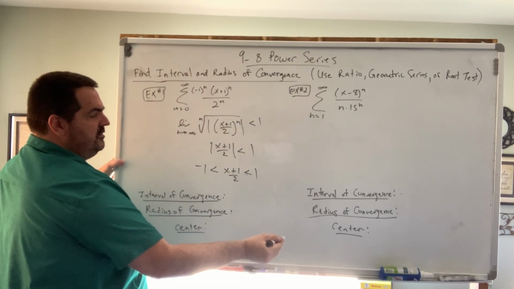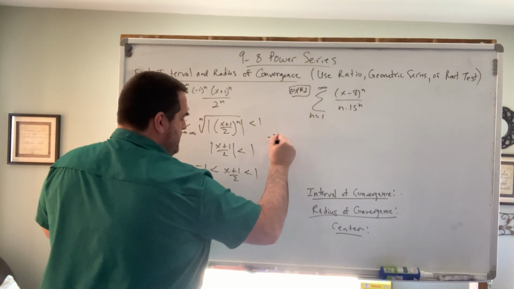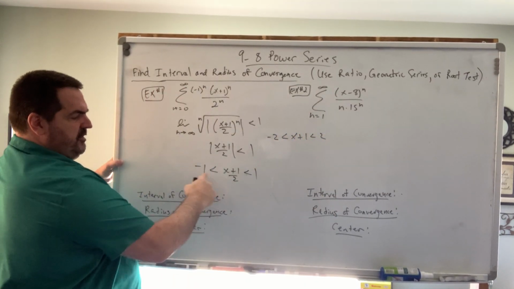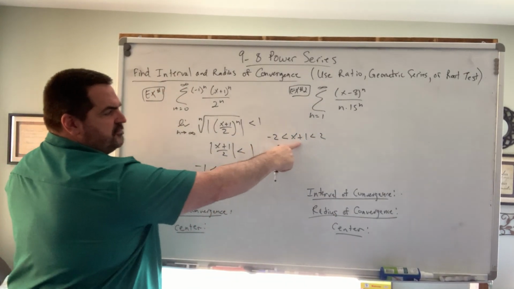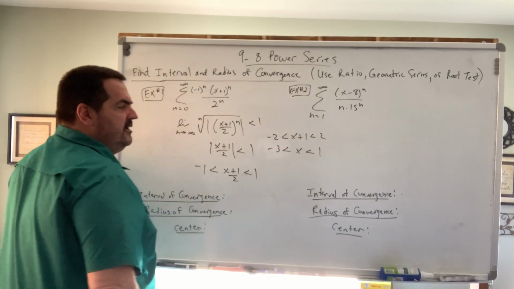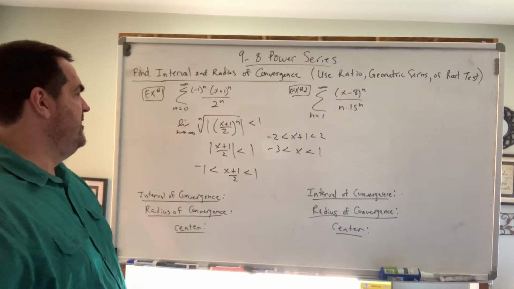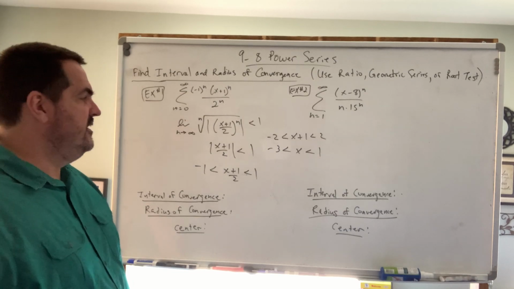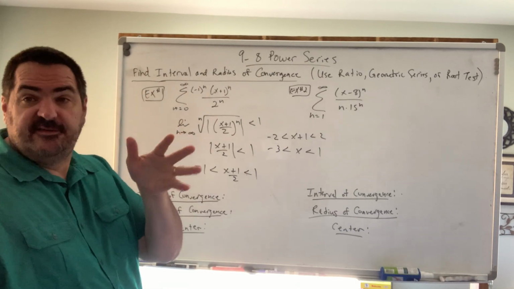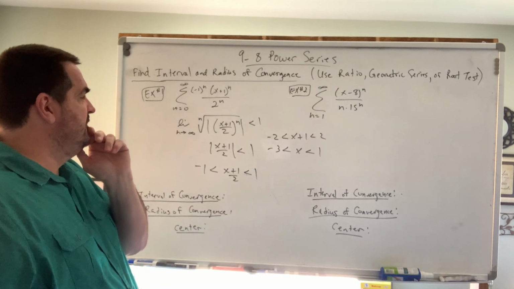Multiply by 2. I'm going to do that over here. All right, I'm multiplying everything by 2. And then I'm going to subtract. I'm solving for x, so I'm going to subtract 1. So we know that somewhere between -3 and 1 is the interval, but we got to check the endpoints because the root test again is also inconclusive there.